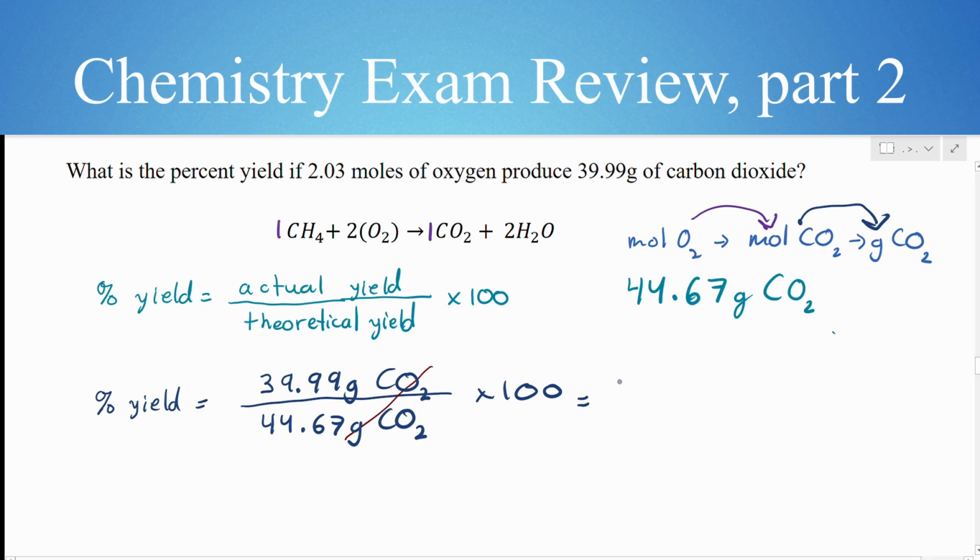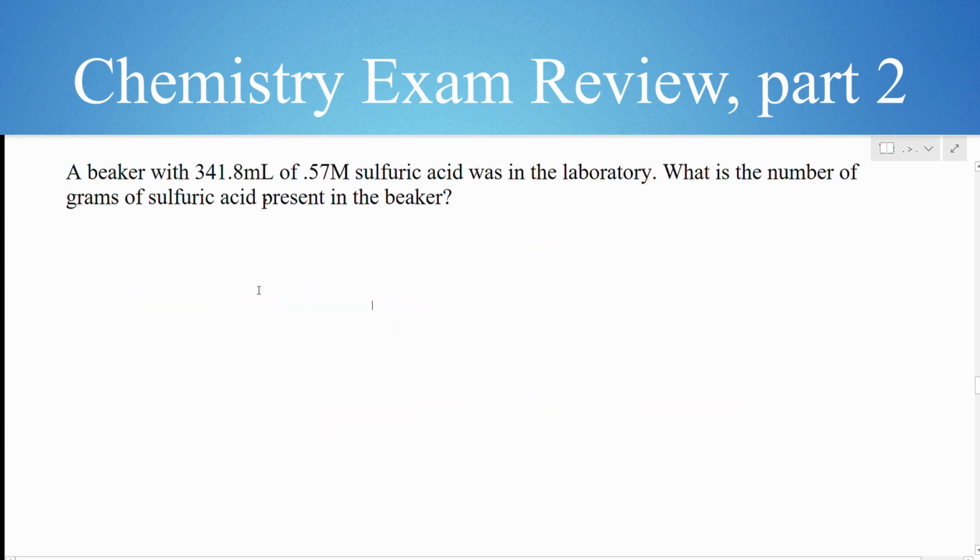This is going to turn out to be 89.52%, rounded to the nearest hundredth. A beaker with 341.8 ml of 0.57 M sulfuric acid was in the laboratory. What is the number of grams of sulfuric acid present in the beaker?